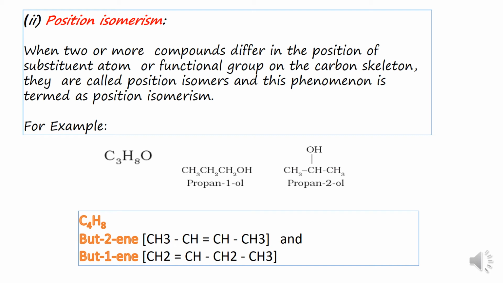Compound 1 is but-2-ene, where the position of the double bond is on carbon 2, and another position isomer for this compound is but-1-ene, where the position or the locant number for the double bond is 1. These two are the position isomers exhibiting position isomerism.